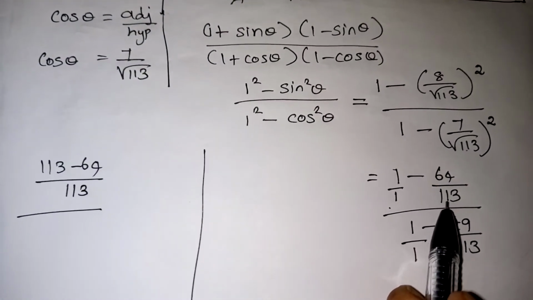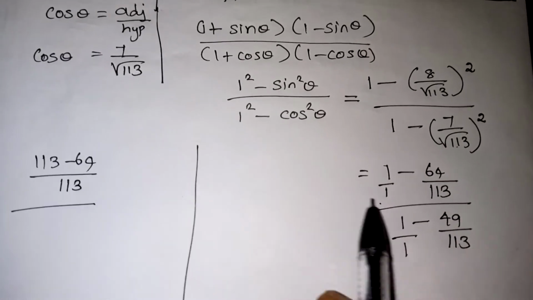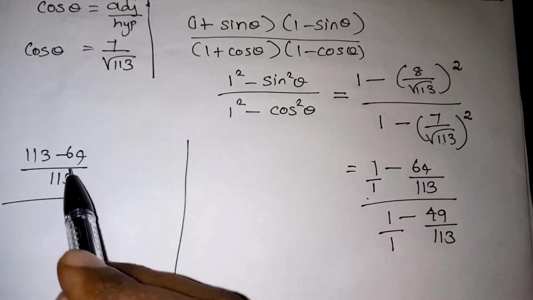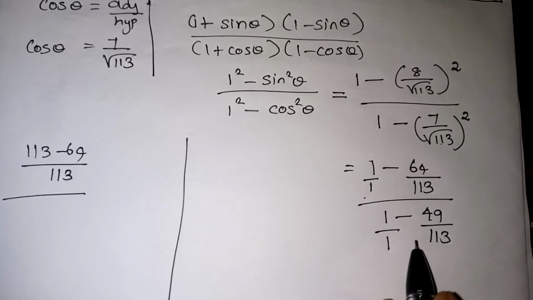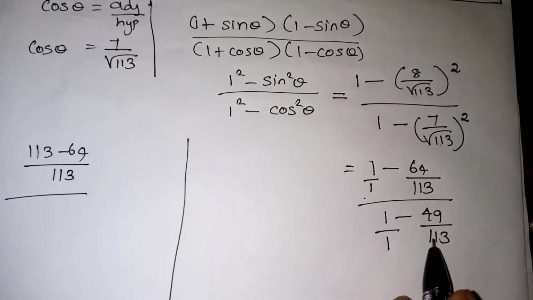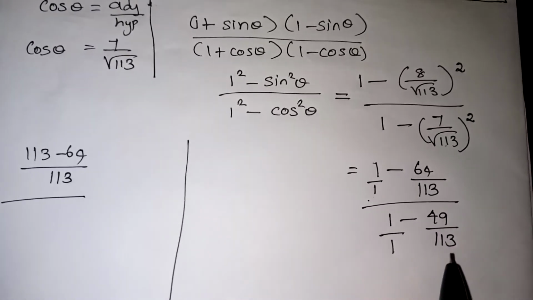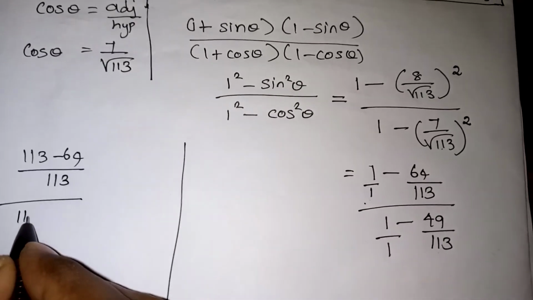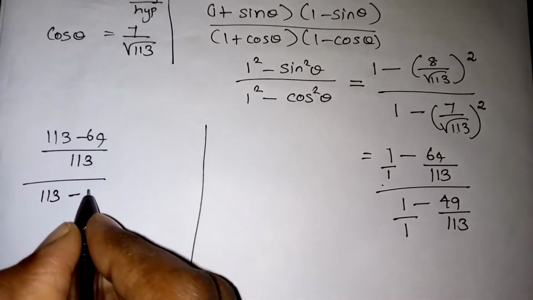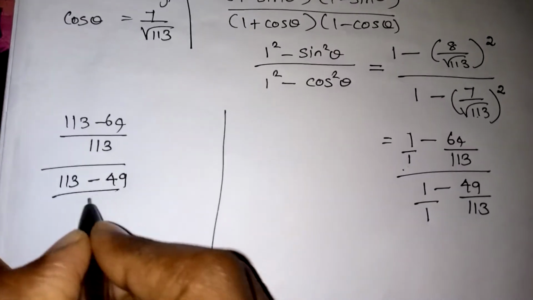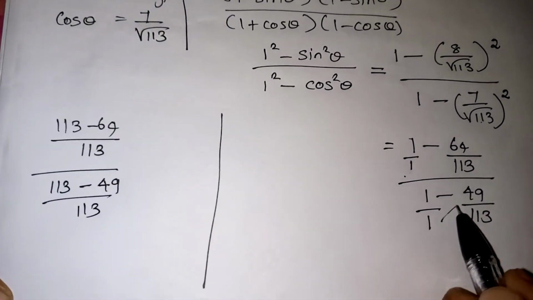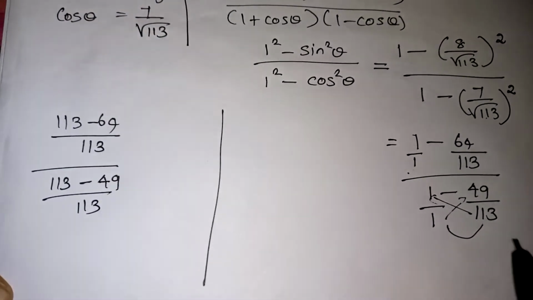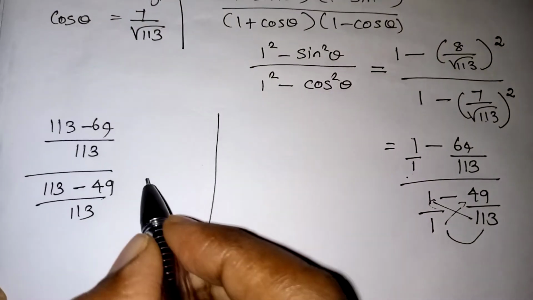we are doing the cross multiplication, 113 into 1 is 113, 1 into 64 is 64 by 113. Denominator also same method. Instead of taking LCM, we can go for the cross multiplication. 113 into 1 will give you 113 minus 49 by 113. So this is a cross. Here you should multiply these two, and these two also you should multiply.